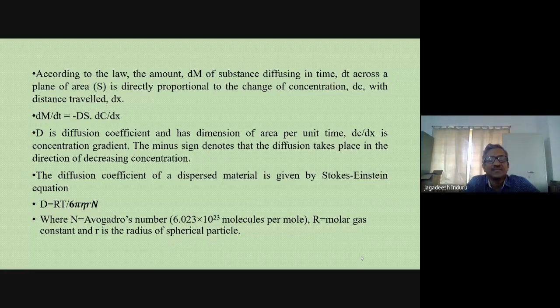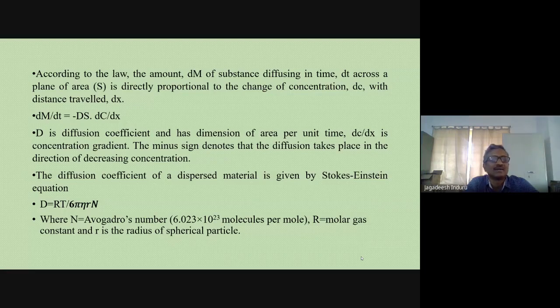If you want to define the diffusion coefficient, it is given by the Stokes-Einstein equation: D is equal to RT divided by 6 pi eta r N. So the diffusion coefficient in Fick's first law can be determined using this. R is the universal gas constant, T is the temperature of the system, pi is equal to 22/7, eta is the viscosity of the continuous medium, and r is the radius of the particle of the colloidal system.